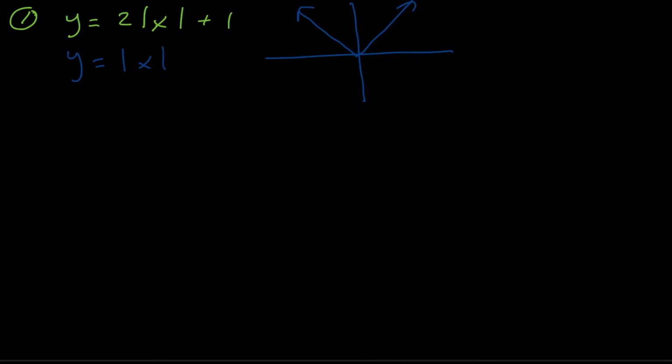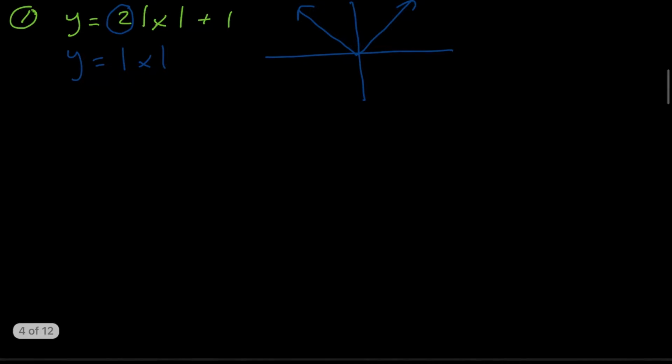And when you're talking about the order of transformations here, what's going to happen is we're going to be multiplying the y values by 2. It's a vertical stretch by a factor of 2, followed by a translation up 1.